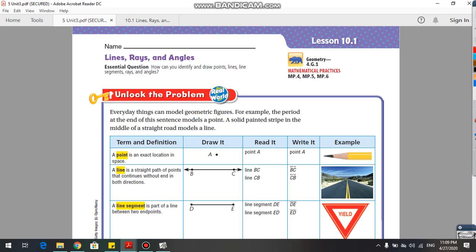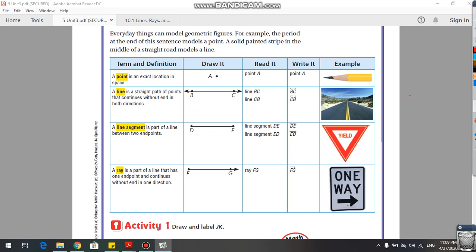Today's lesson is lines, rays, and angles. Lesson number 10.1, page 399. Today we're going to talk about the types of straight lines. We have line, line segment, and ray. What is the difference between them?